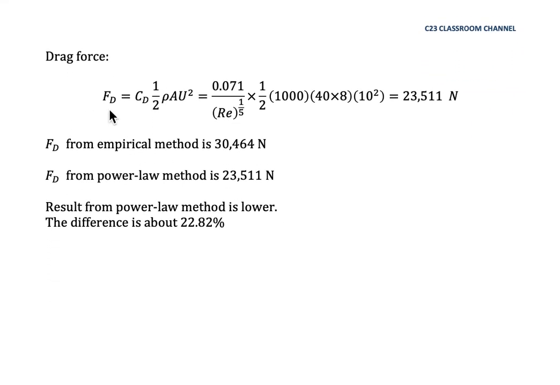For drag force, this is the common equation, drag force equals CD times 1/2 rho A U square, and the value of CD here we need to derive ourselves from the velocity profile y over delta to the power of 1 over 9. We substitute all the values, and it is around 23,511 newtons. If we compare the empirical method and the power law method, the power law method gives a lower value of drag force, around 22.82% lower.